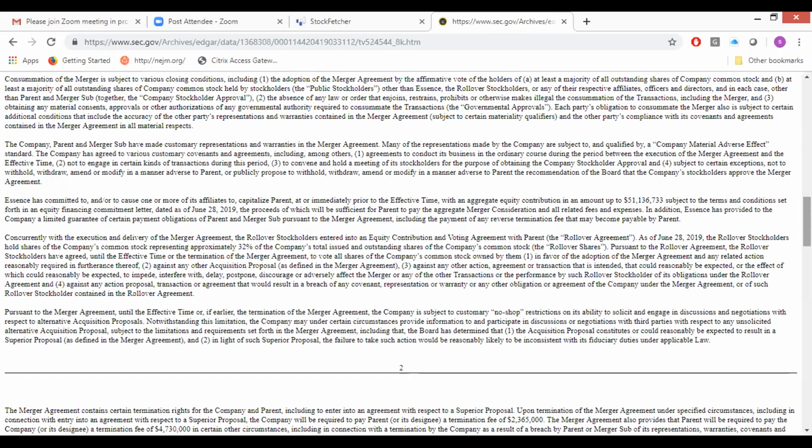So, what is the proposal? Essence has committed to and caused one of its affiliates to capitalize parent immediately prior to the effective date. Equity contribution up to 51 million, to pay the merger consideration, expenses, and fees. Wow. The question is, is the one buying a private company? So if the one buying is a private company, it means HPJ is going to be removed from the stock exchange. Yeah.